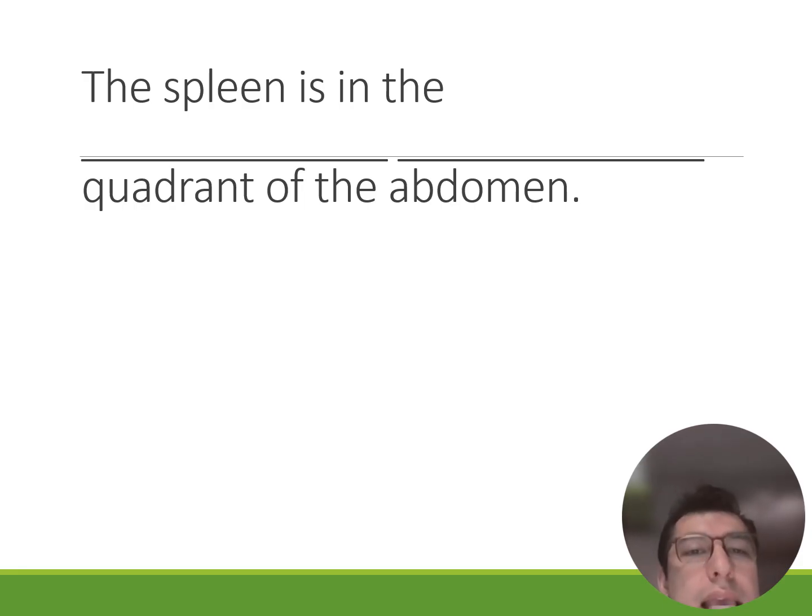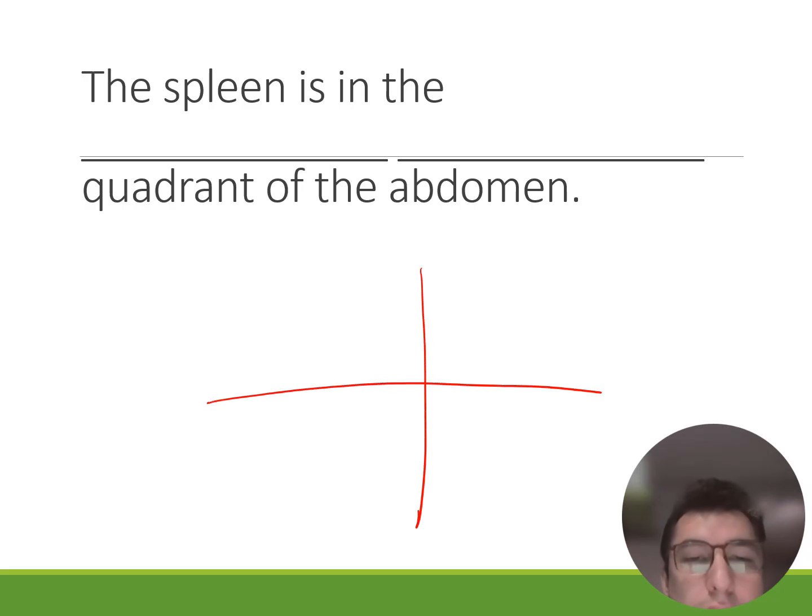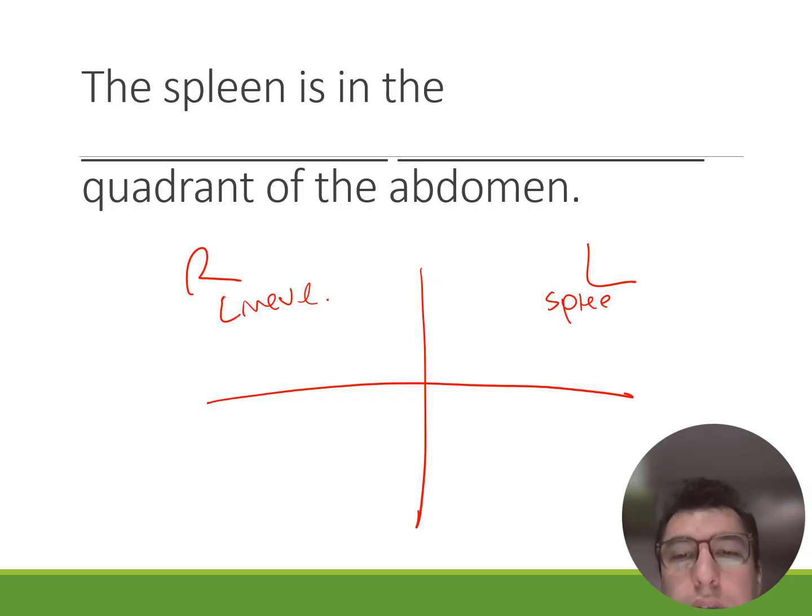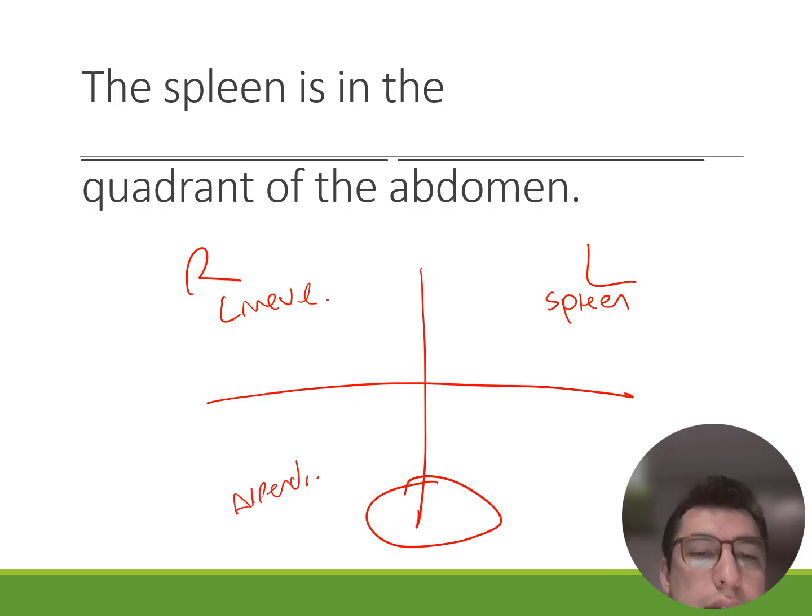The spleen is in the, just remember, the blank blank quadrant of the abdomen. Just remember to divide your body. So we have our right side, our left side, and on the right side we have the liver. We have the spleen. We have the urinary tract. We have the appendix. We have the colon. So here, because it is divided into quadrants, this will be the left upper quadrant.